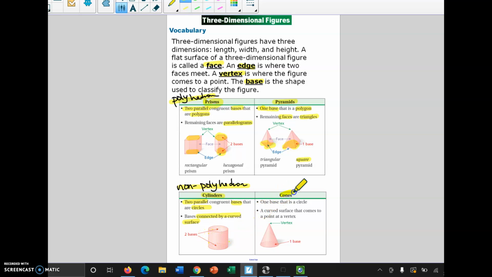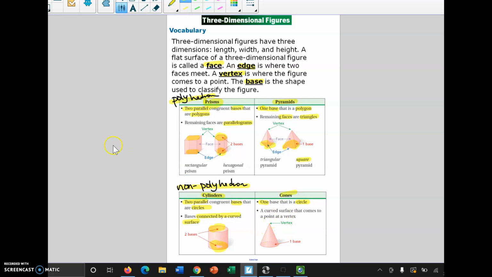And then cones have one base, like a pyramid, but it's a circle. And it has a curved surface that comes to a point. So this is like a party hat. This is more pointy, and oh man, that would hurt just like a pyramid. Worse than a cylinder because, I mean, it would still hurt, but there's two bases here on a cylinder, and a cone has one base.